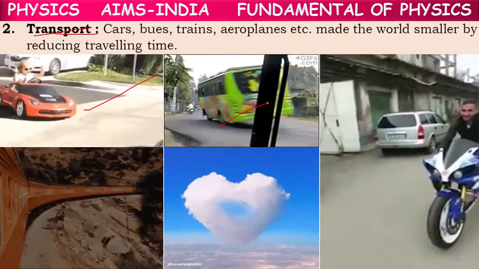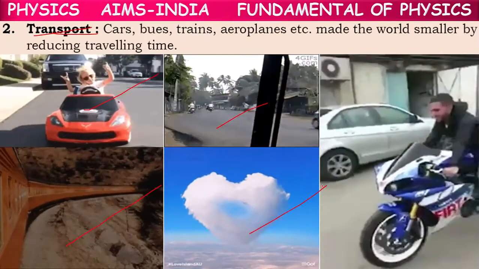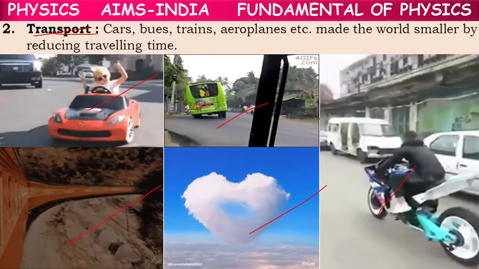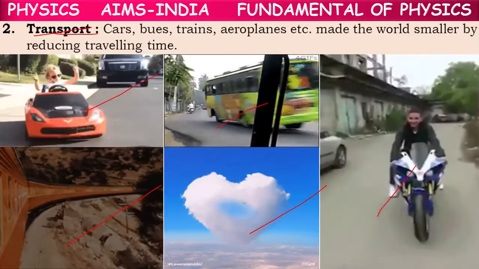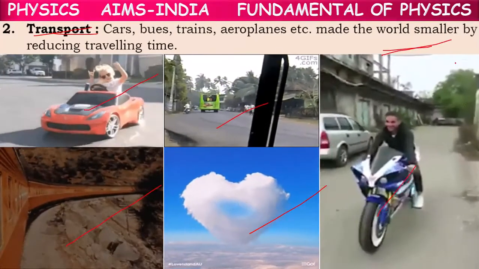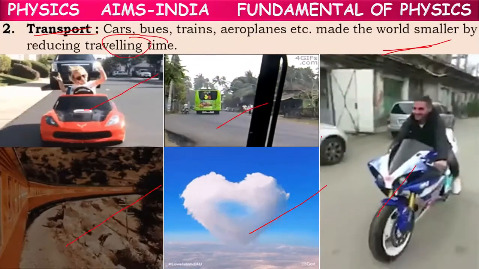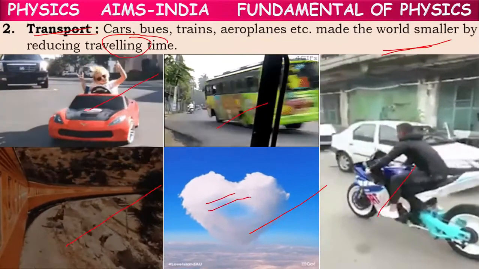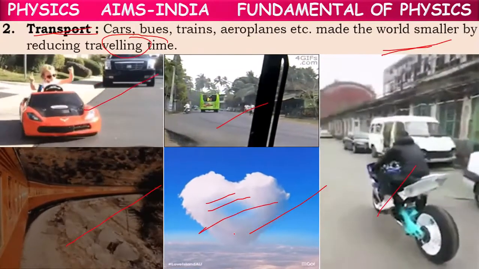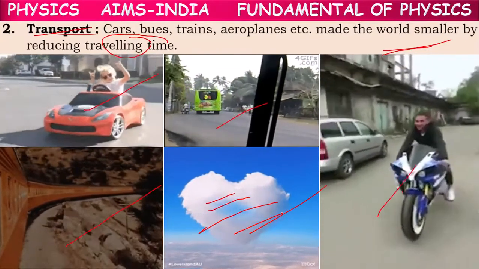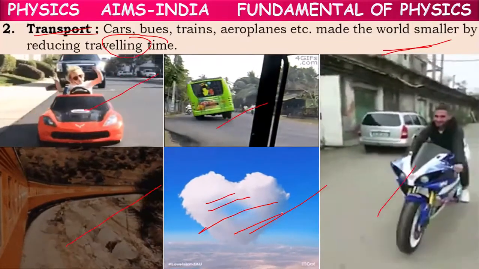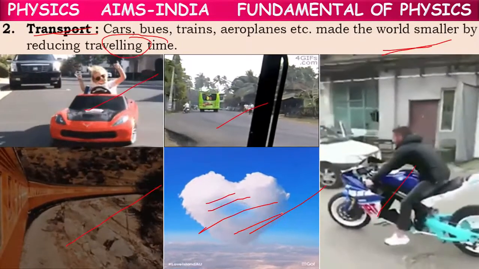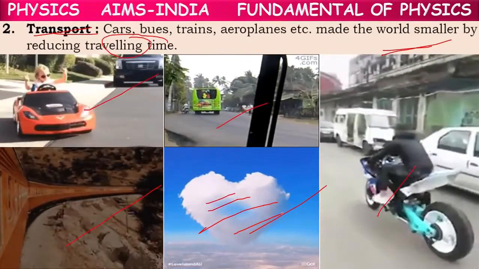Or transport. Cars, buses, trains, aeroplanes, mopeds, all these transport vehicles were invented, and the world is becoming smaller, reducing traveling time. Suppose with the aeroplane from Hyderabad to Bangalore, within 1 hour we can reach Bangalore. They are making the world smaller and the traveling time very less, so that we can reach any part of the world in less time.